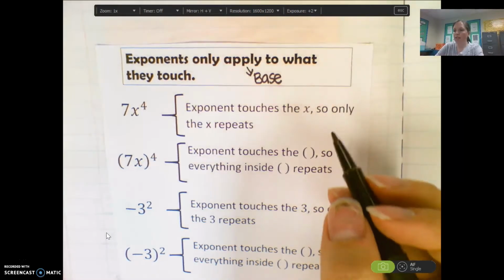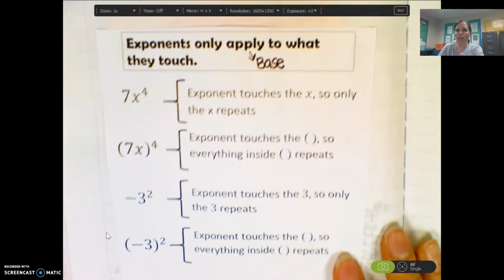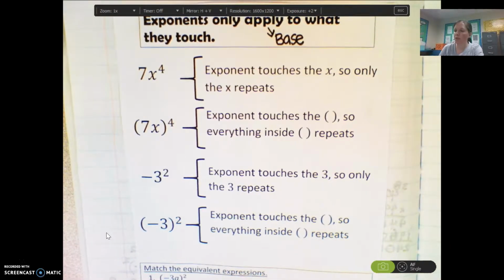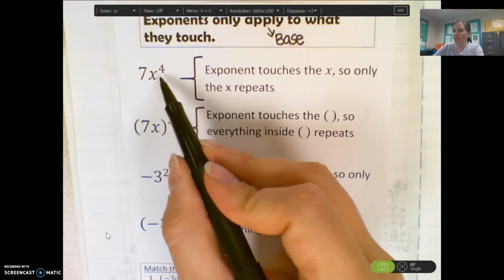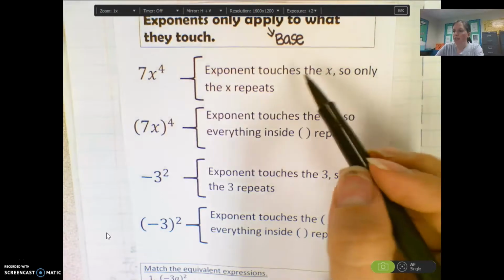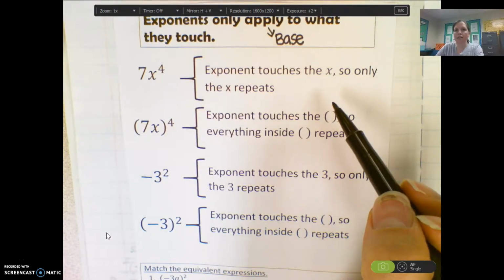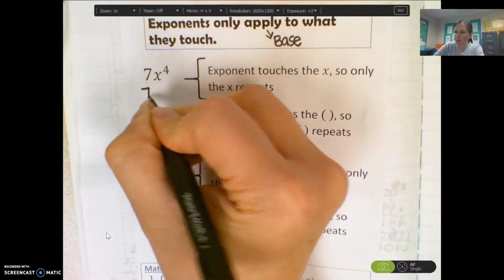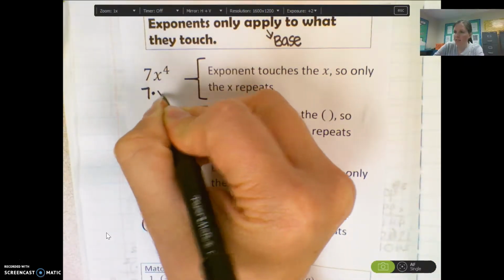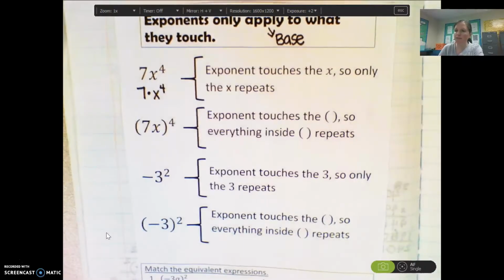So if I look at these different expressions, they're just showing the different ways that these could be arranged, and so we can make sure we're identifying the correct part that's getting the power. So if I have 7x to the 4th, the exponent here, as explained, is only touching the x, because 7x to the 4th could actually be rewritten as 7 times x to the 4th.